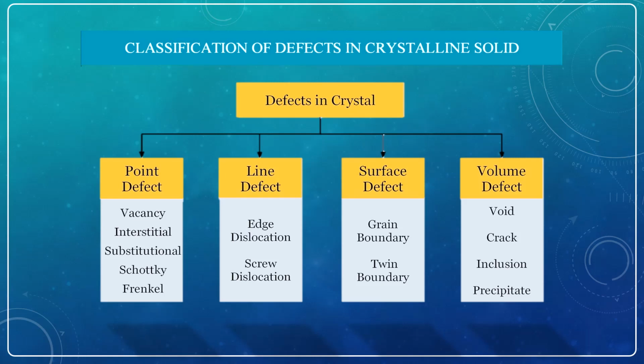In 0-dimensional defects, the point defects are further classified as vacancy, interstitial, substitutional, Schottky and Frenkel. The line defects are classified as edge and screw dislocation, and finally surface defects are classified as grain and twin boundary.